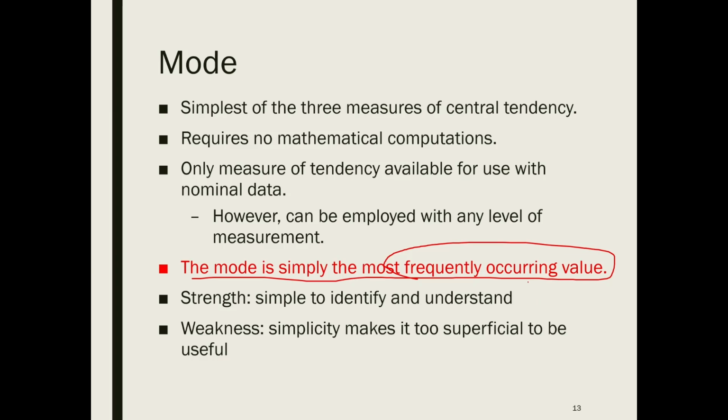Now, the one thing I want you to pay attention to is the occurring value. I will show you some examples; the value is important. It's not a variable's name, it's actually the value within the variable. The good thing about mode is that it's very simple. You don't need to do any statistical analysis. But the weakness is that it's too simple and too superficial, and it's not really that useful. You don't often see academic papers talking about mode.